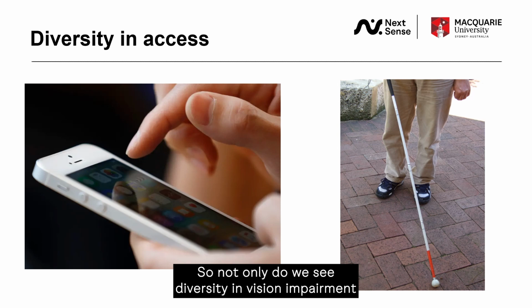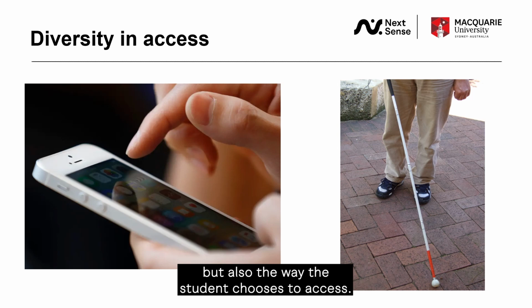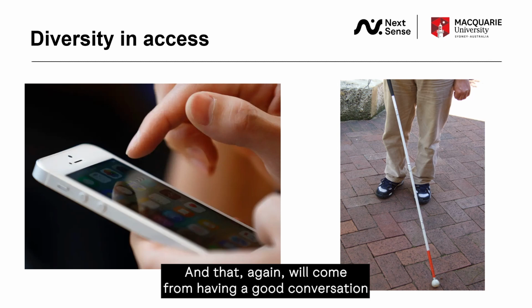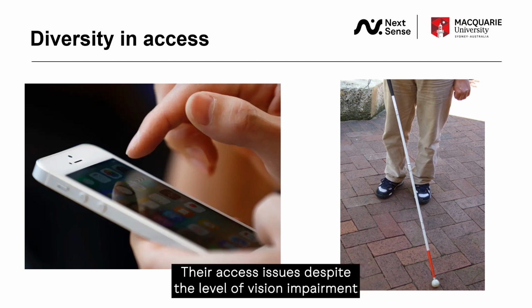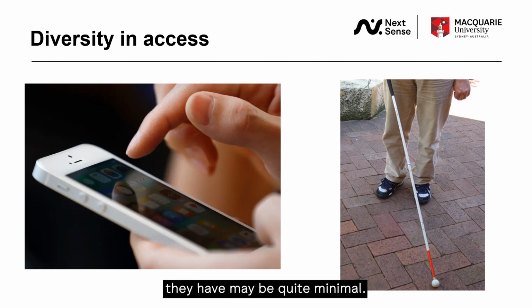So not only do we see diversity in vision impairment and the levels of vision impairment in our students, but also the way the student chooses to access. And that again will come from having a good conversation with that student to understand their access issues, despite the level of vision impairment they have, which may be quite minimal.